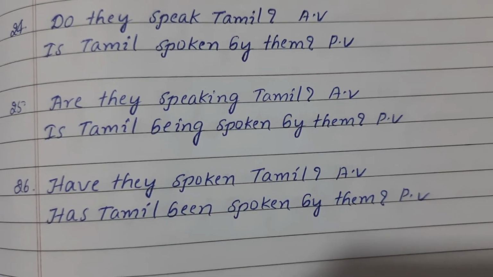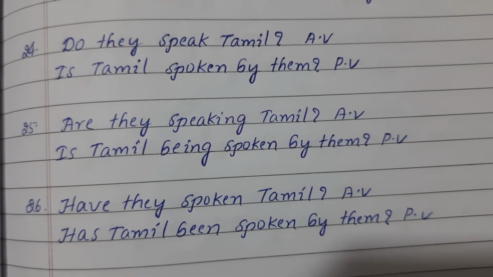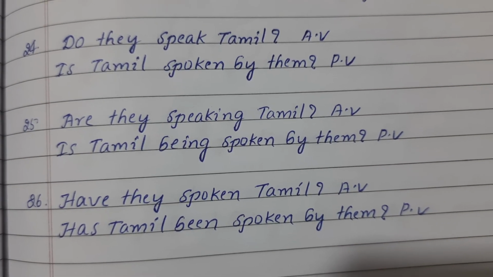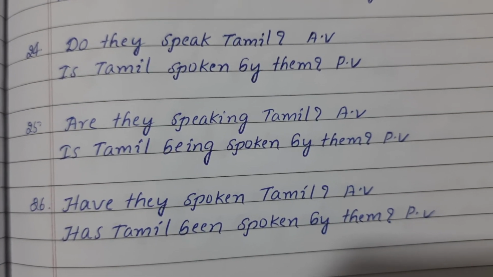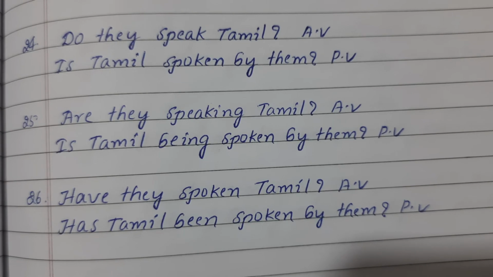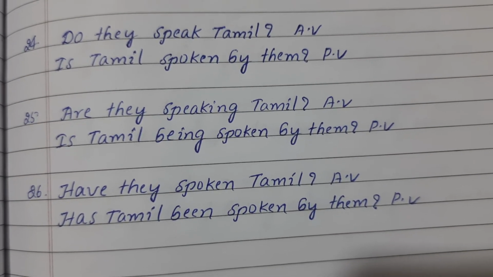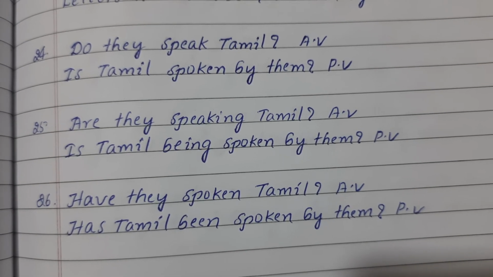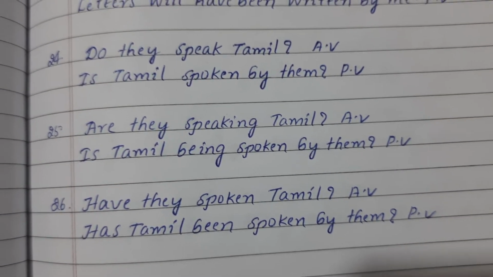Now let us see another example. Have they spoken Tamil? Here have plus V3 is there, so this is present perfect tense. The be forms of present perfect tense are have been or has been. If the subject is singular, we have to write has been. If the subject is plural, we need to write have been. Have they spoken Tamil? Has Tamil been spoken by them?